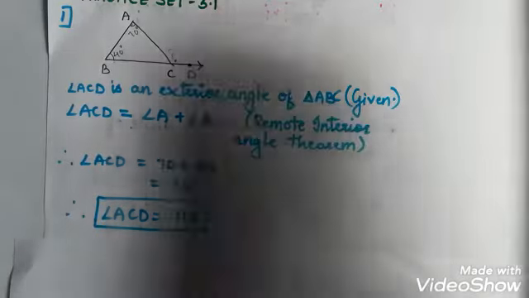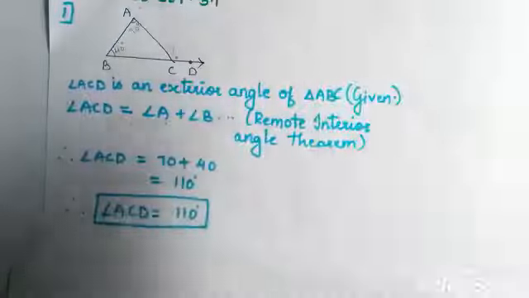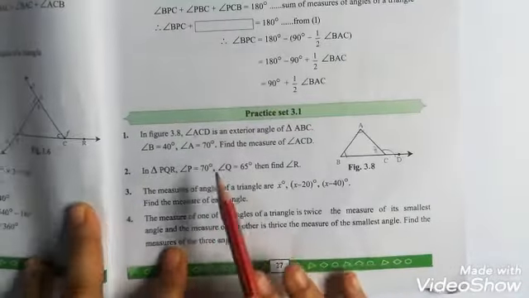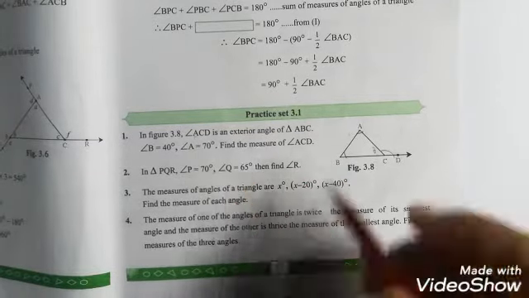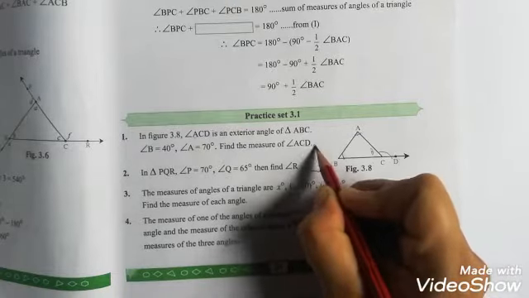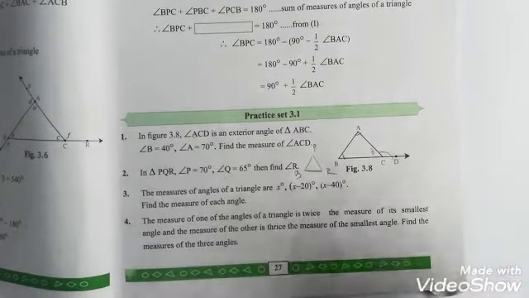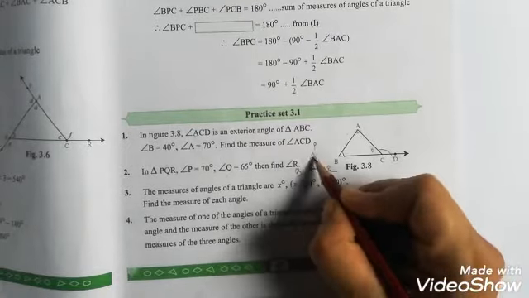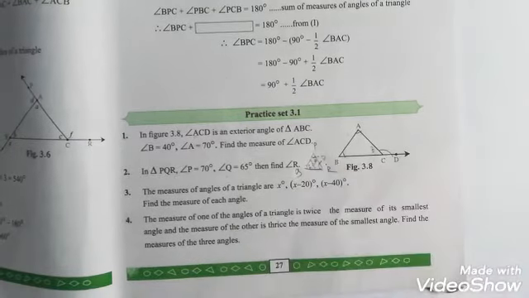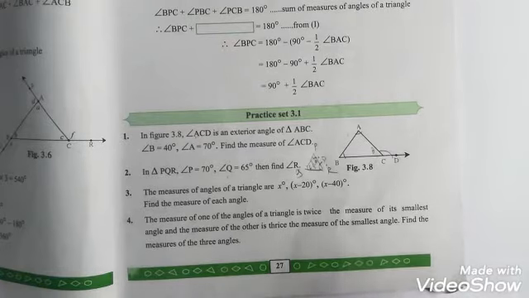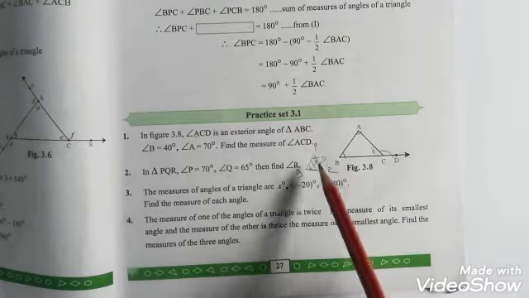Now let us see the second question. In triangle PQR, P is 70 degrees and Q is 65 degrees. You have to find the measure of angle R. In this question, we can see a triangle is given. They have not mentioned anything regarding an exterior angle, and the measures of two angles are given to us. We have to find the measure of the third angle, that is angle R.